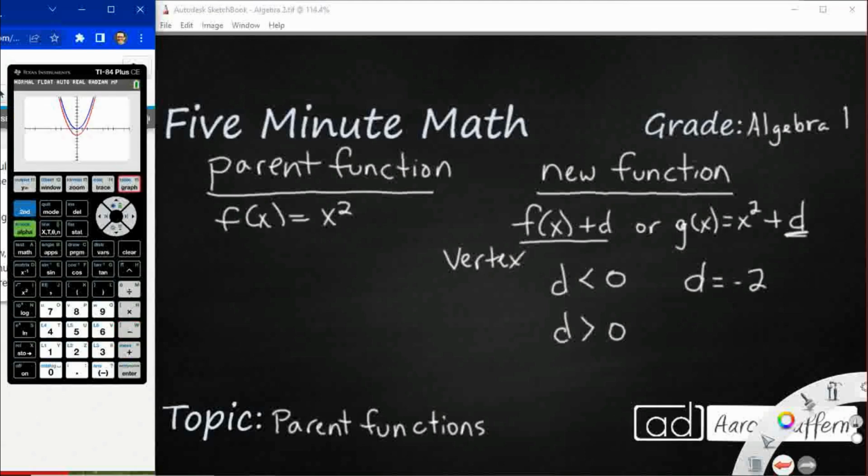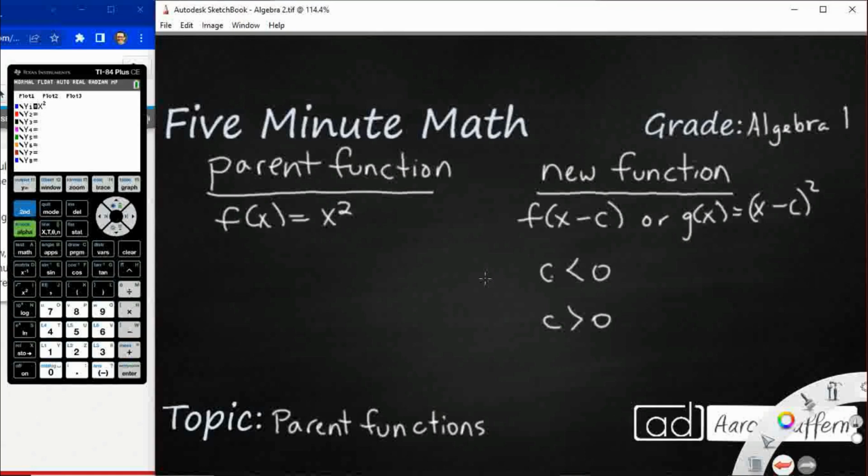So it's the same graph, it just moves down. That -2 shifts the vertex down. And so let's just say our d is going to be a positive 2 now. X squared plus 2. What are we going to get? You see how now it shifts up. So if d equals something greater than 0, the vertex moves up. So that d after the f of x simply moves your vertex up and down.